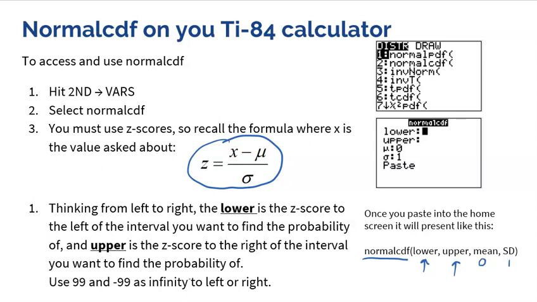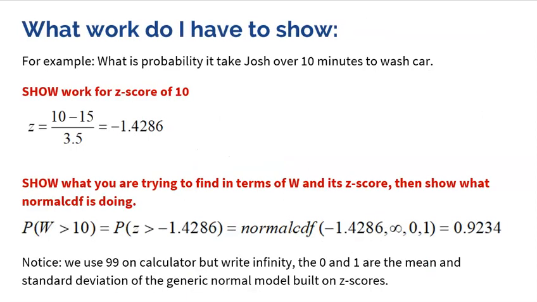All right, so let's recap exactly what you have to show to get the answer. And it sounds like this is a long process, but when you actually do it, it's very quick. So a lot of kids ask me, what do I have to show? Well, you have to show the work to find the z-score. So the question is, what's the probability it takes Josh over 10 minutes to wash his car? So the first thing I have to show my work of, and I have to show my work very neatly, just like this, is how to find the z-score for 10 minutes. It's very simple. 10 minus 15 divided by 3.5. And please label that with a z. I hate kids that just show the work. They don't actually call it a z-score. Call it what it is, please.